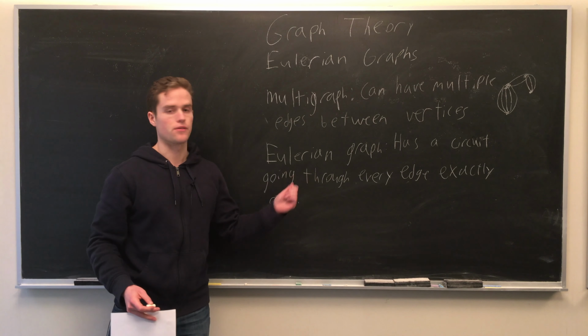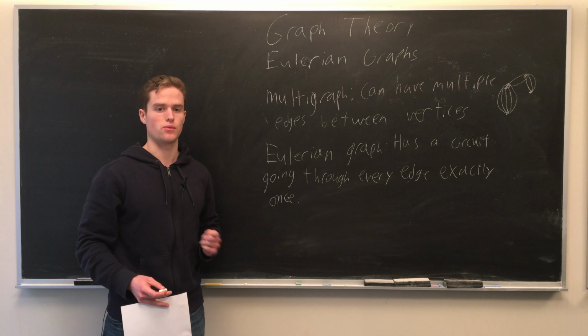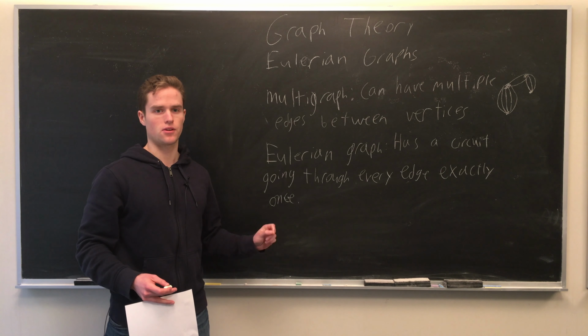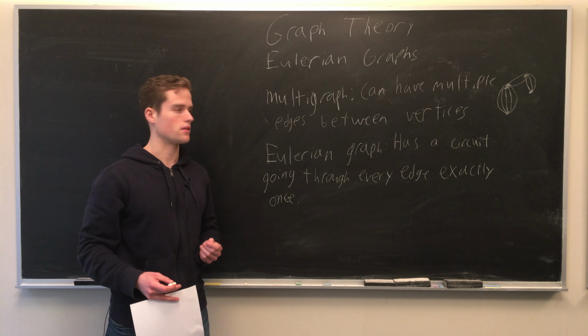An Eulerian graph is a graph where we have a circuit that goes through every edge exactly once. So it begins and ends in the same vertex, and every edge has been gone through once in some path, some trail.